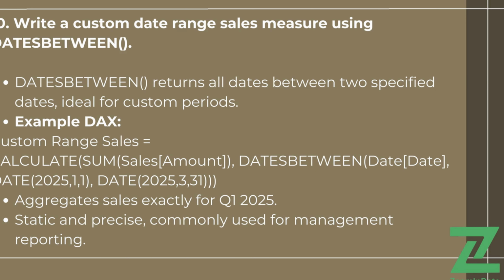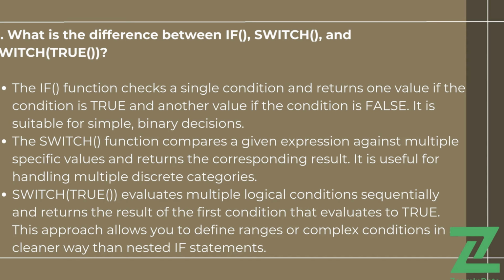This method is static and precise, and it is commonly used in management reports where a specific date range must always be shown. 11th question. What is the difference between if, switch, and switch true? The if function checks a single condition and returns one value if the condition is true and another value if the condition is false.